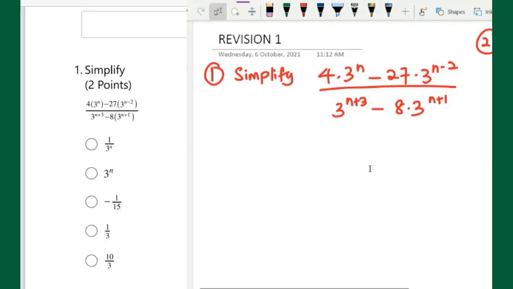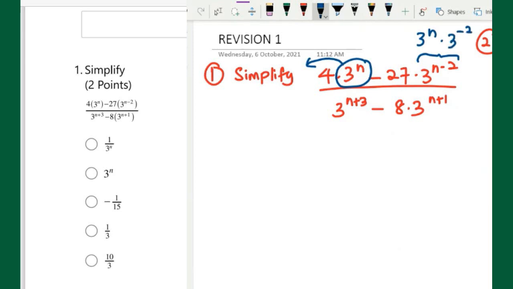Iaitu untuk simplify the index expression here without using calculator. Okay, so kalau kita tengok langkah pertama kita nak cuba faktor keluar 3 to the power of n lah. Okay, 3 to the power of n. Yang ini sebelum boleh faktor keluar 3 to the power of n, 3 to the power of n minus 2 ni, it should be simplified as 3 to the power of n times 3 to the power of negative 2.